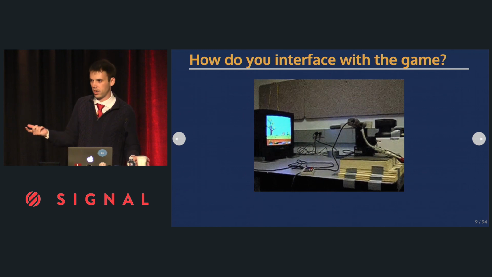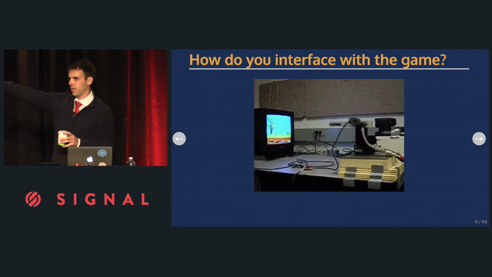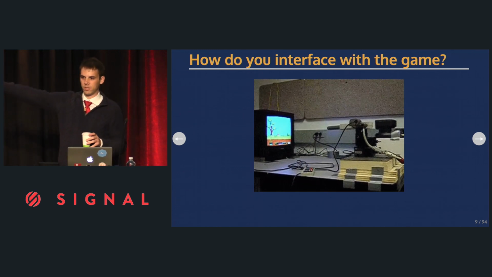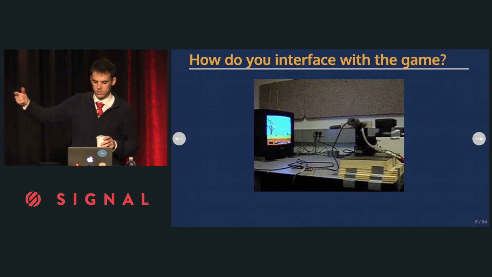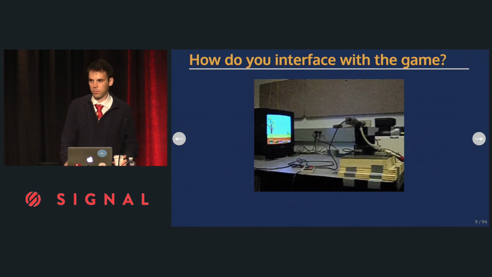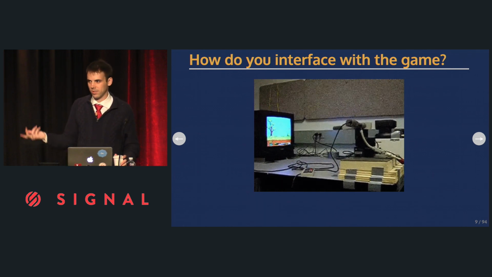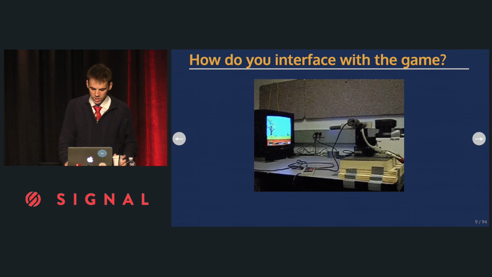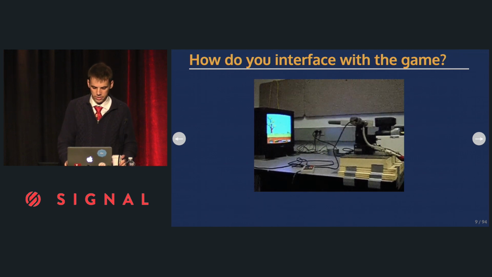Here's another fun one. This is someone playing Duck Hunt, and they actually had a camera focused on the TV that was finding the ducks, and then that was showing the rifle where to aim to shoot it. This is way more complicated than I wanted to do, mostly because I was on vacation. So I was looking for something simpler than this.